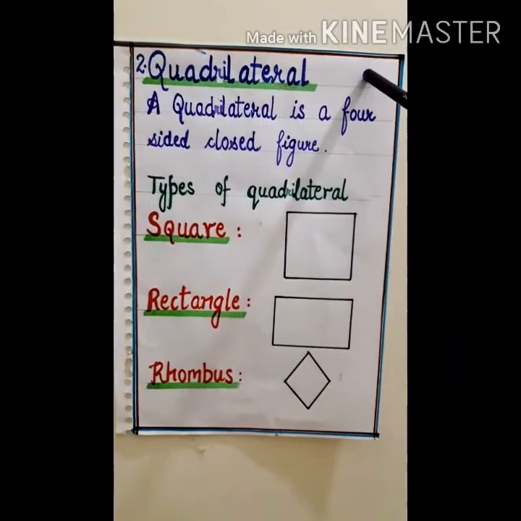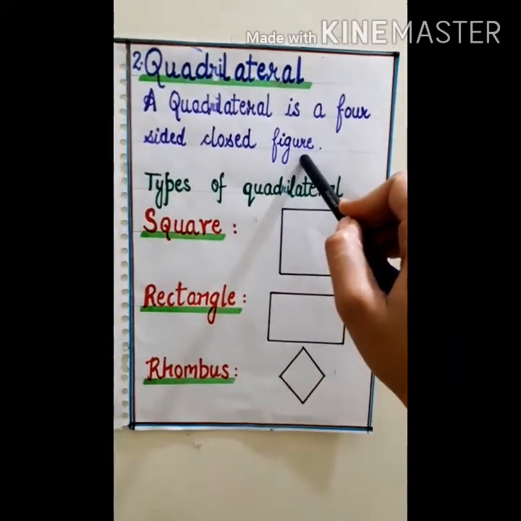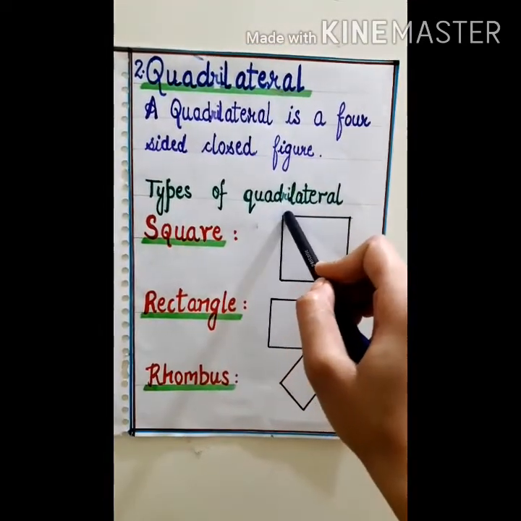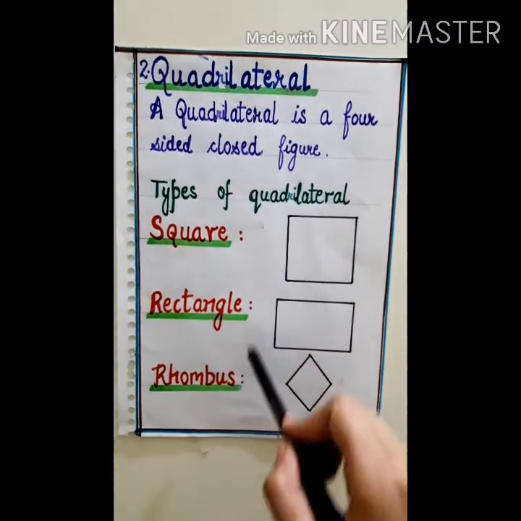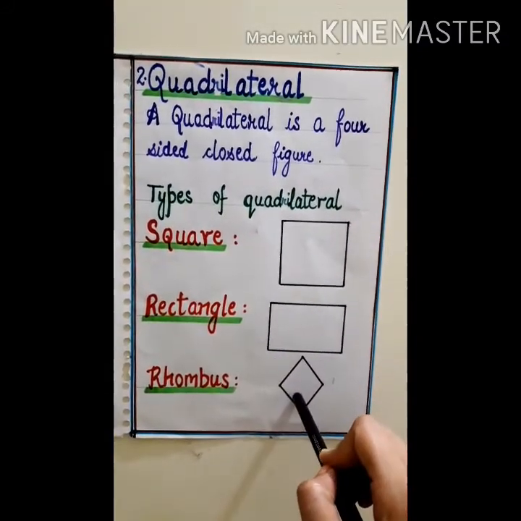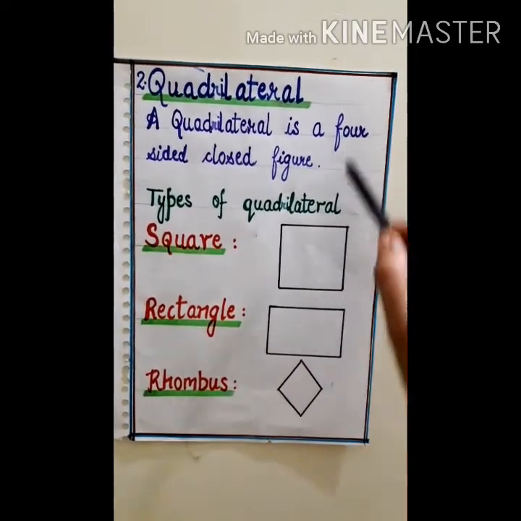So this type of triangle is called a scalene triangle. The second type of regular polygon is the quadrilateral. A quadrilateral is a simple closed figure made by 4 line segments. There are different types of quadrilateral: square, rectangle, rhombus. So here you can see that all these 3 figures are simple closed figures and made using 4 line segments. So they come under quadrilateral.